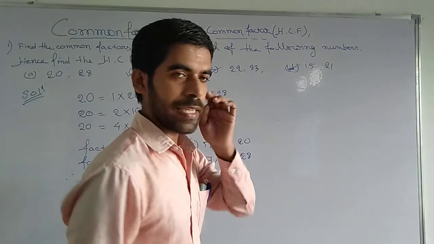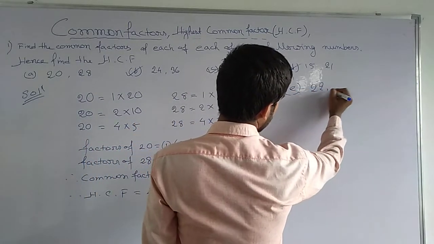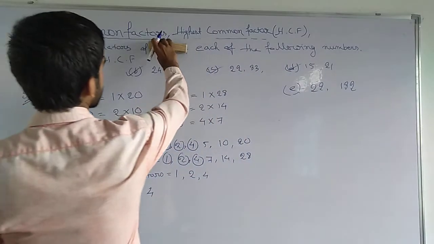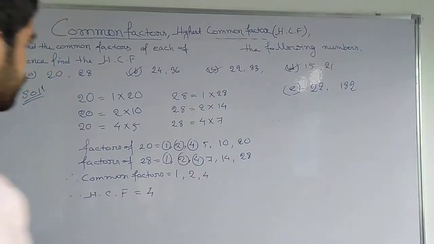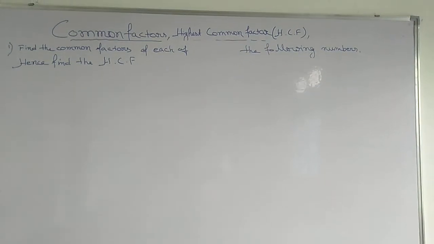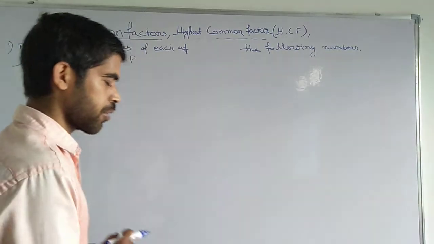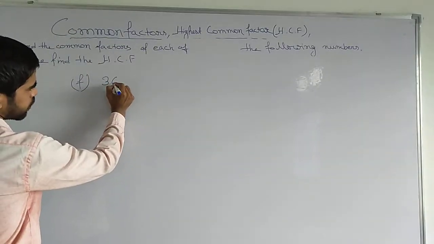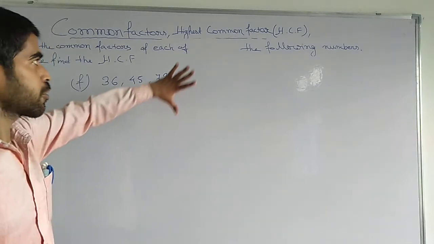So this B, C, D you just do yourself. And one more question I write here: 22 and 132. Find the common factors of each of the following numbers. Earlier I have only done common factors of two numbers. Now I will show three numbers. Question number F: 36, 45 and 72. So here are 3 numbers, and you have to find the common factors and also the HCF.